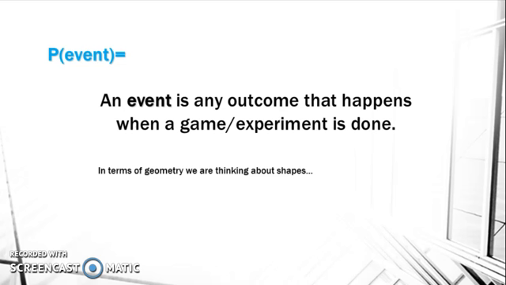Welcome to 9.3 Geometric Probability. We're going to start with what is probability. The probability of an event happening. An event is an outcome that happens when a game or experiment is done.